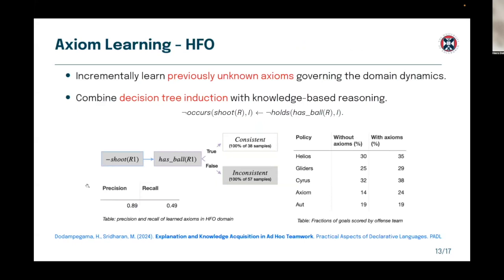And when it comes to axiom learning, what we try to do is to make the agent learn previously unknown axioms. To do this, we use decision tree induction. So here you can see part of the tree that is learned by the agent, which says that the agent cannot shoot if it doesn't have control of the ball in a soccer domain. Here you can see the precision and recall values, which are good. And this is not just for learning a single axiom, but for learning multiple axioms at the same time. And here we have the performance when it does this in the domain. You can see the agent can perform better when it has these axioms than when it does not have these axioms in the domain.